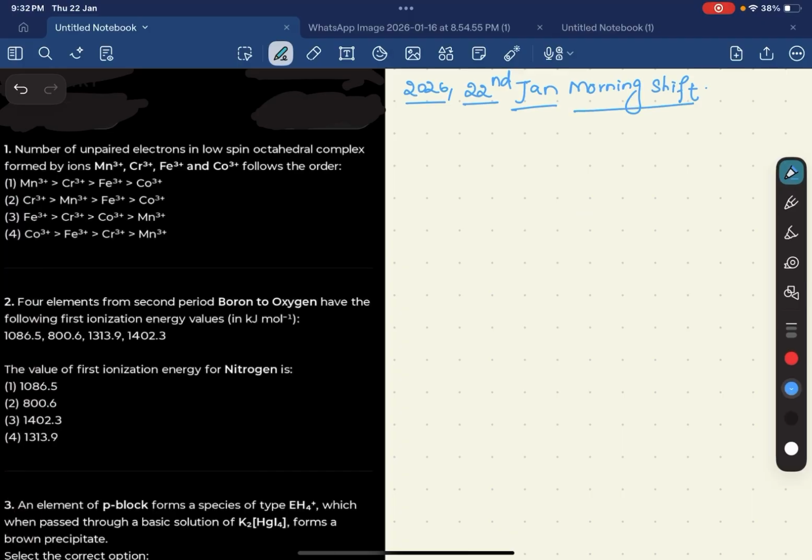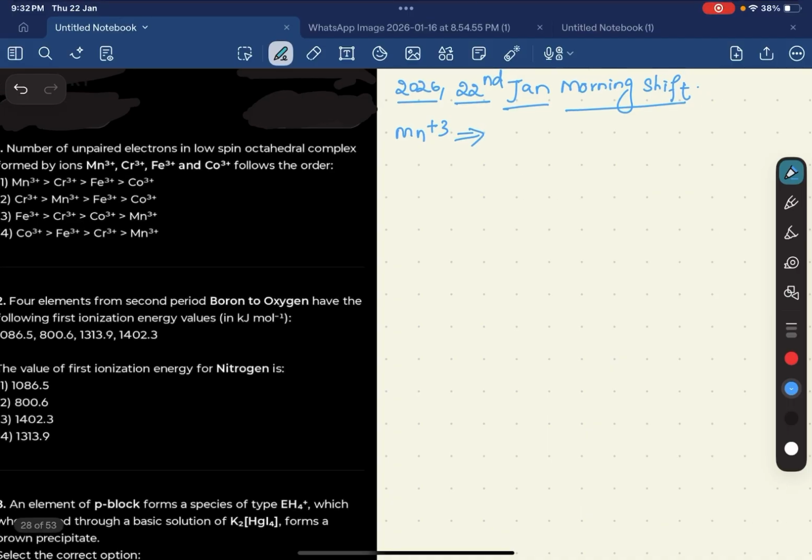So the first question is the number of unpaired electrons in a low spin octahedral complex. So Mn3+. The atomic number is 25. If you remove 3 electrons, you will get 3d4, which is written as t2g 2,1,1, and eg will be 0 because it is a low spin complex, which means the ligand is strong field. That's why 3d4 is t2g4, eg 0.